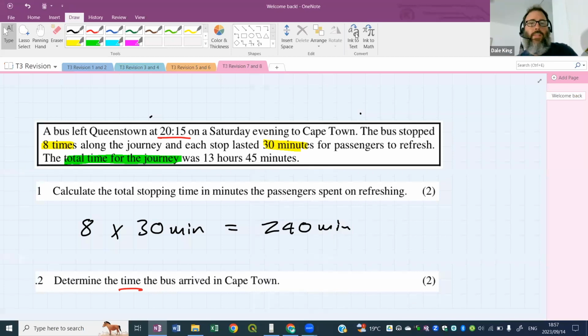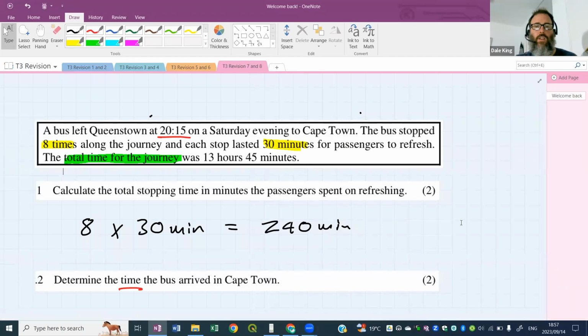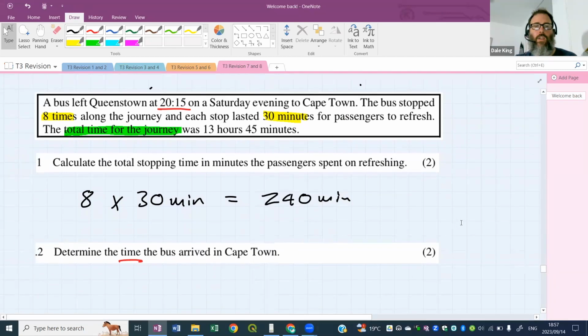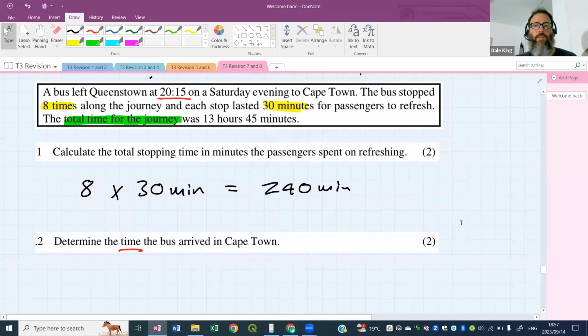Yeah, but also the question repeated, calculate the total stopping time in minutes the passengers spent on refreshing. So you just need to say 8 times 30, and the answer is 240 minutes. That's the answer for 2 marks for question 1. And then question 2, determine the time that they arrived in Cape Town. Are you saying we need to add this stoppage time on to the 13 hours 45?